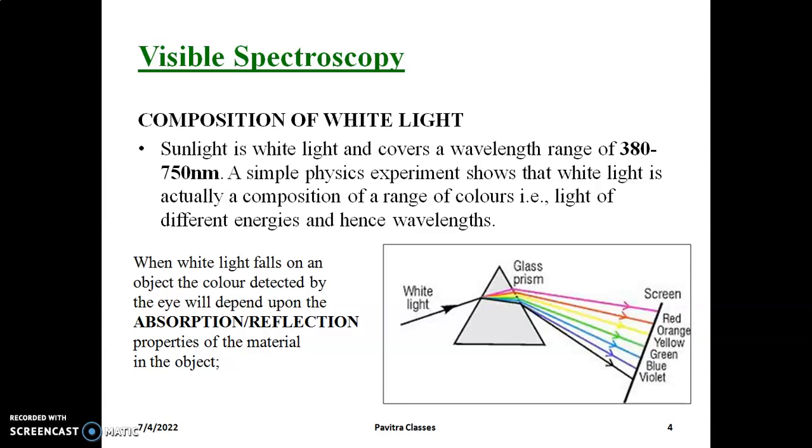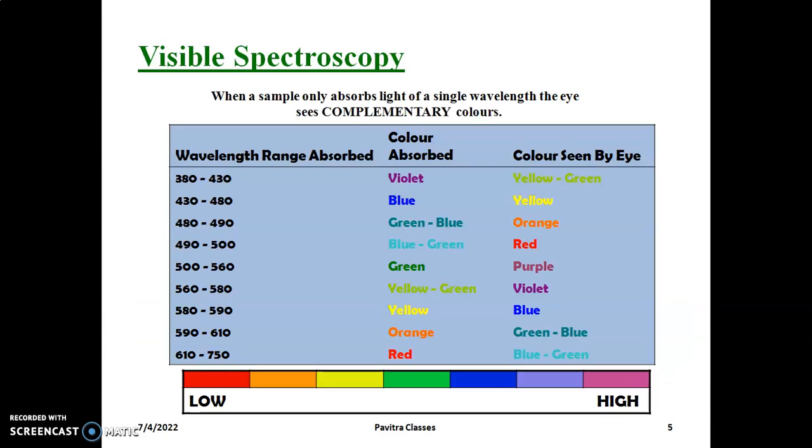When white light falls on an object, the color detected by the eye depends upon the absorption and reflection phenomena of the material of the object. When a sample absorbs light of a single wavelength, the eye sees the complementary color. For example, if violet is absorbed, we see yellow green. If blue is absorbed, we see yellow. If green blue is absorbed, we see orange. Like this, the absorbance changes and we see the complementary colors.